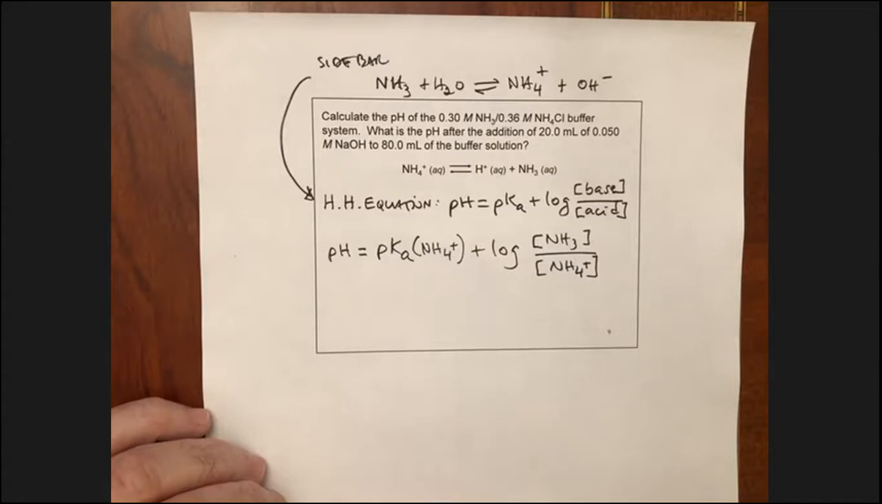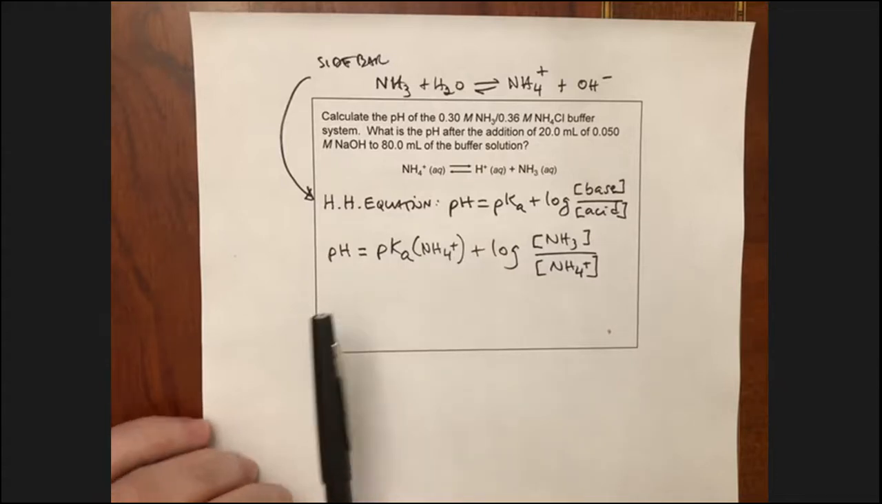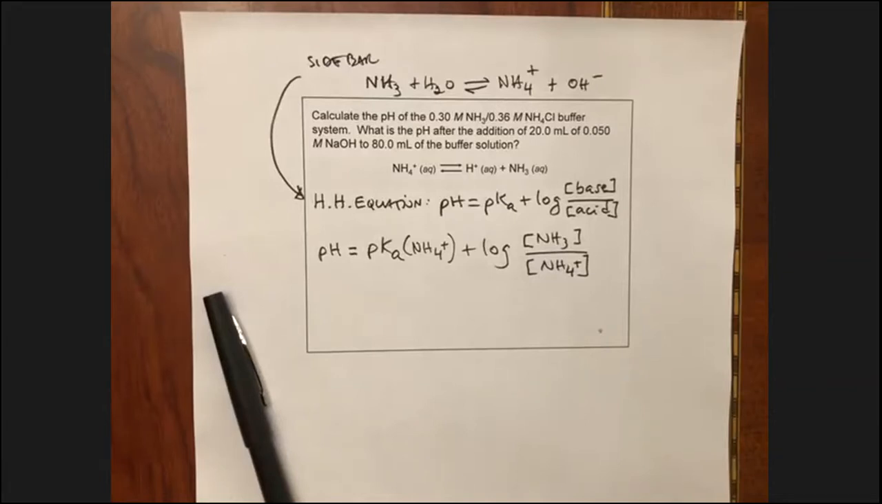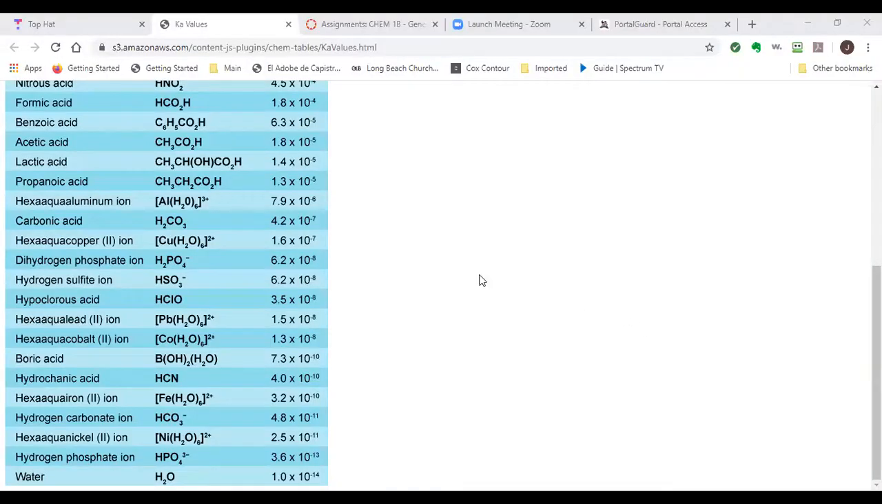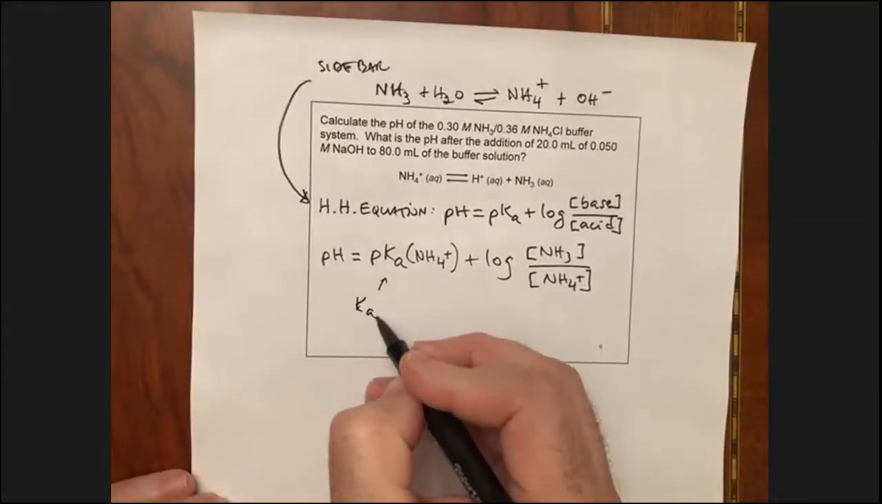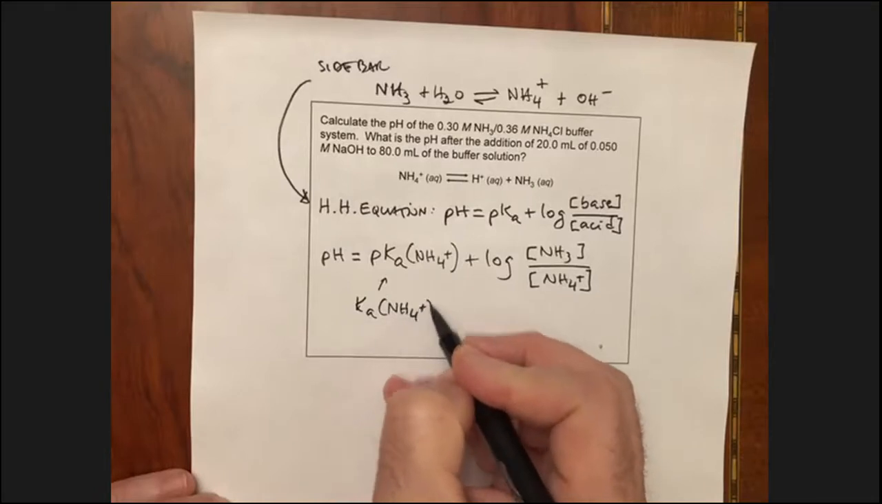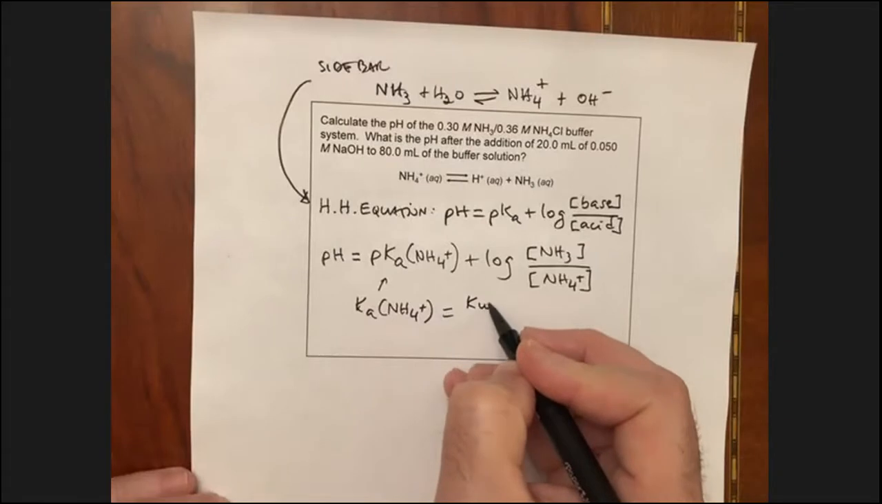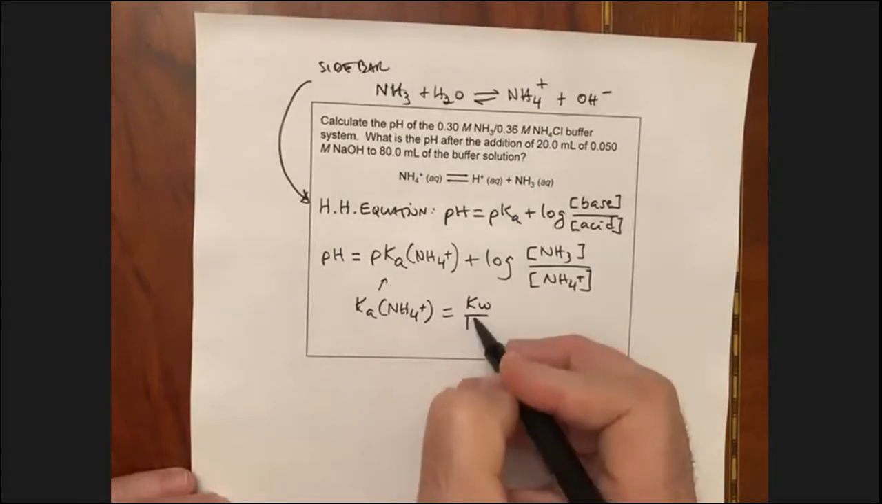So we need to find out what's the pKa of the ammonium ion. Well, let's go to our famous table here. Here are the Kas. Let's see if we can find the ammonium ion in here somewhere. I guess not. So what we're going to have to do is calculate Ka of ammonium ions by using that formula, Kw, the product of water, divided by the Kb of ammonia.